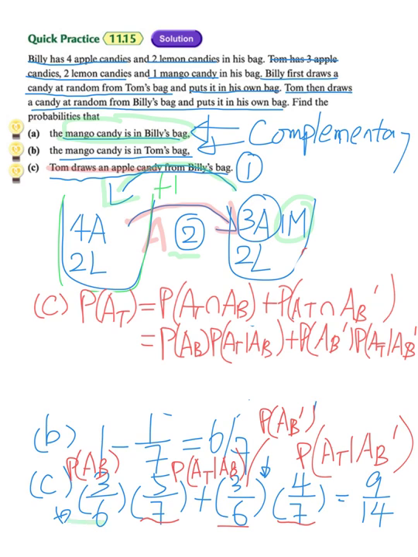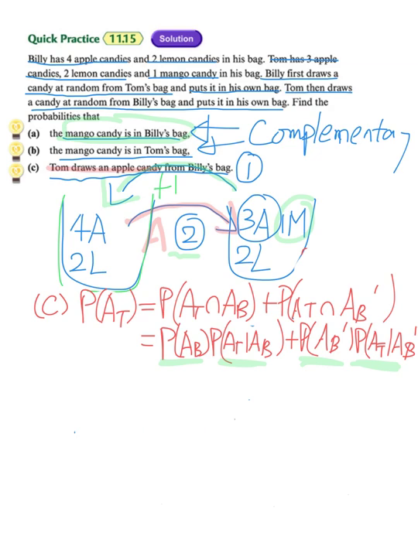So this P(AB) 3/6 is here, and P(AT given AB) is here, 5/7, and this 3/6 is the P(AB'). 4/7 is this P(AT given AB'), where AB does not happen. To make sure you understand part C, let me use a tree diagram to represent the whole process.